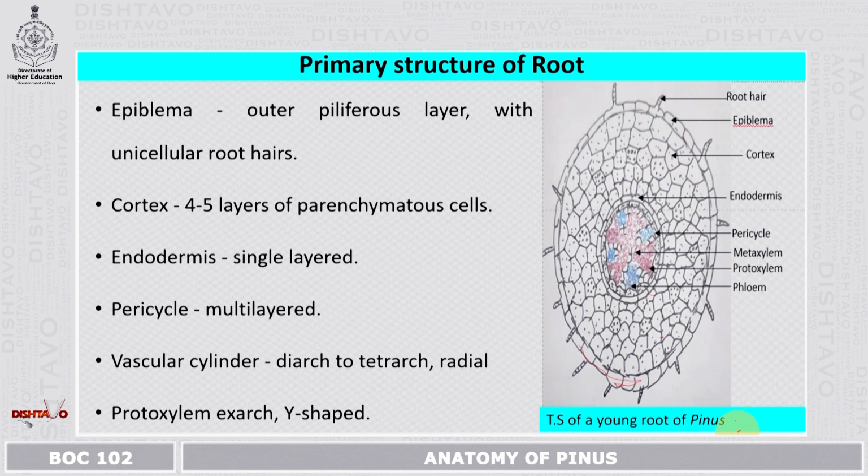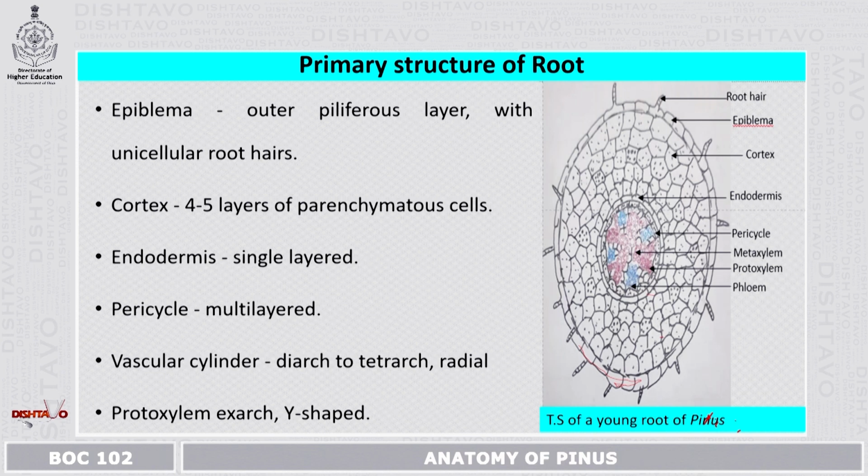The innermost layer is the vascular cylinder, which may be diarch to tetrarch, wherein diarch is nothing but you will have two patches of the xylem. If it is tetrarch, there will be 4 patches. The protoxylem is exarch, wherein here you can see the red color tissue is the protoxylem. Exarch means the metaxylem elements are towards the center and the protoxylem elements are towards the periphery. This condition is called the exarch condition.